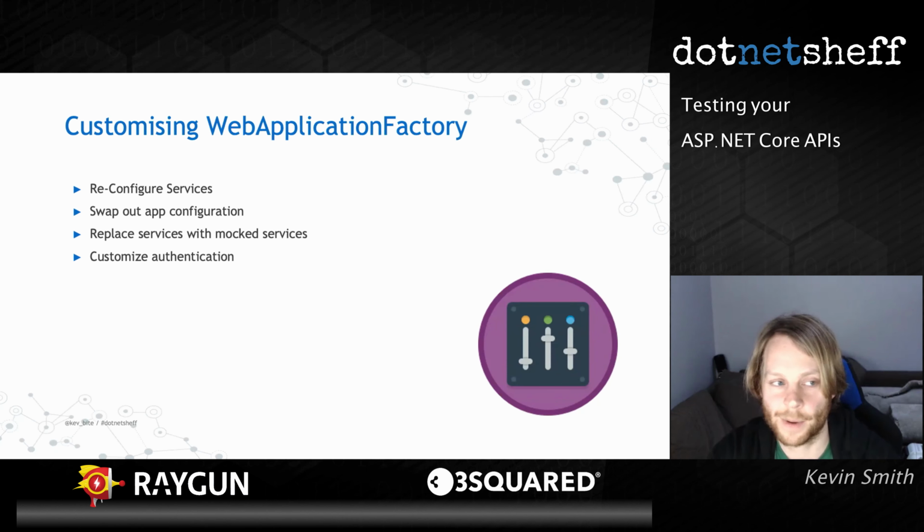We also might want to swap out some configuration. Maybe we're using feature toggles for certain things, and when we run it by default, we want all these feature toggles turned on. You can also replace services as well. So instead of reconfiguring, you can replace the whole service. And also the authentication pipeline is customizable.